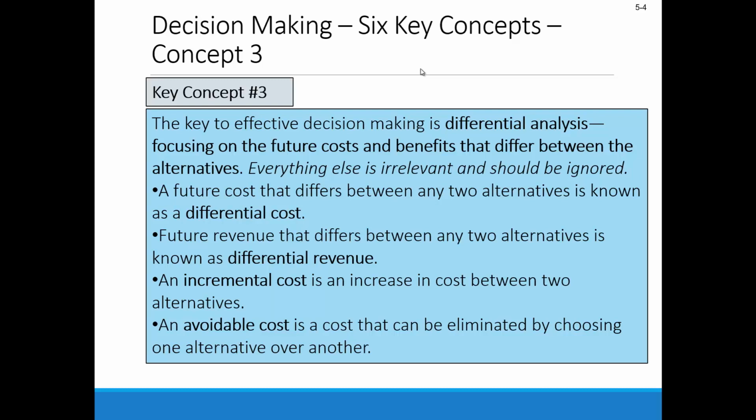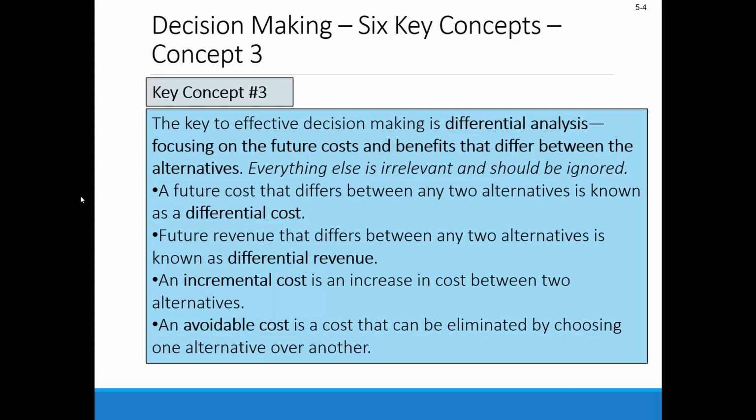So the key to effective decision making is differential analysis, which is just focusing on future costs and benefits that differ between two or more of the alternatives we're considering at the time. Everything else then we'd say is irrelevant and should be ignored. So relevance for us is really going to hinge around this idea of differential future costs and benefits. If things are different between the alternatives we're considering, then we'll consider it relevant. If they're not different, if they're the same across two or more of the alternatives, then we'll consider them irrelevant and say that we should ignore them.